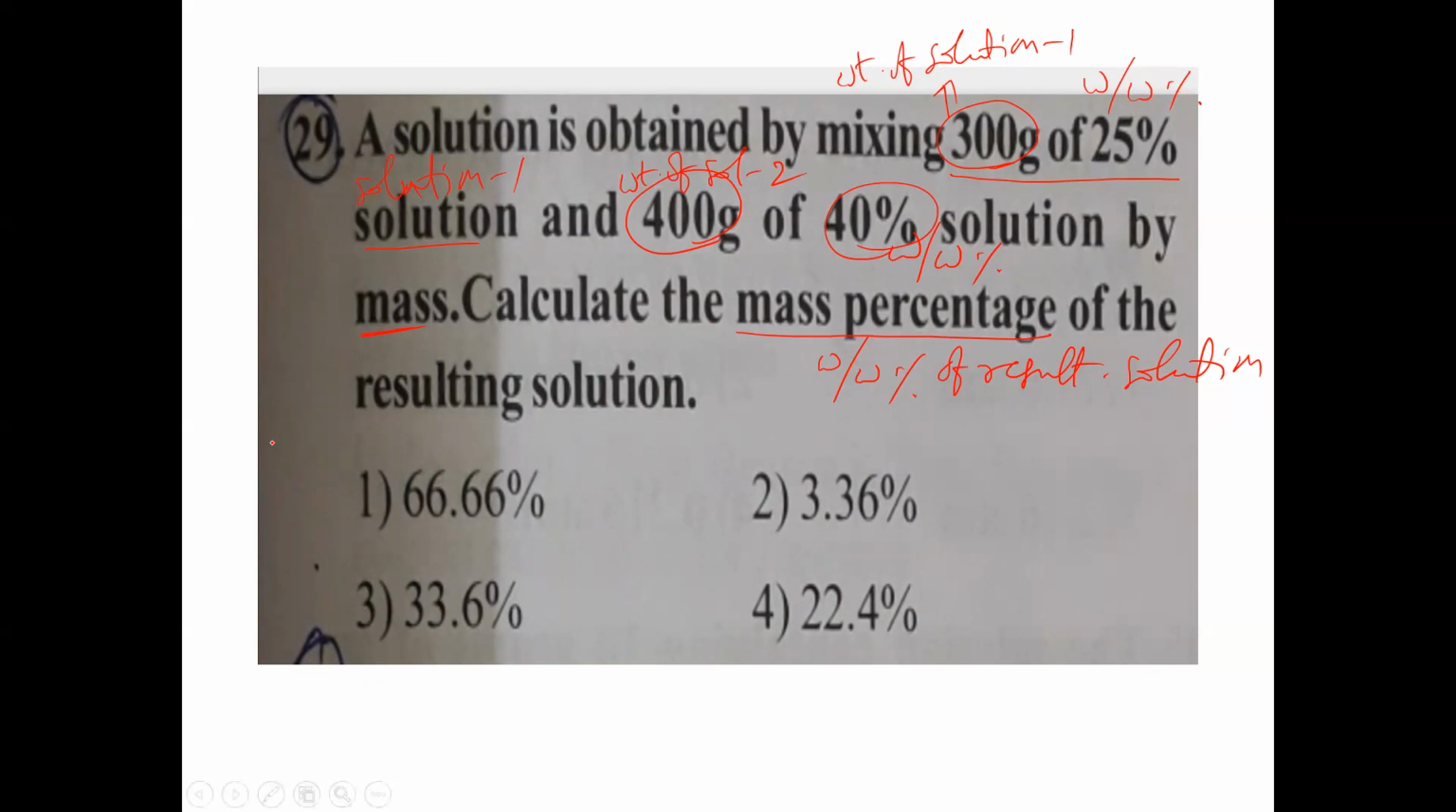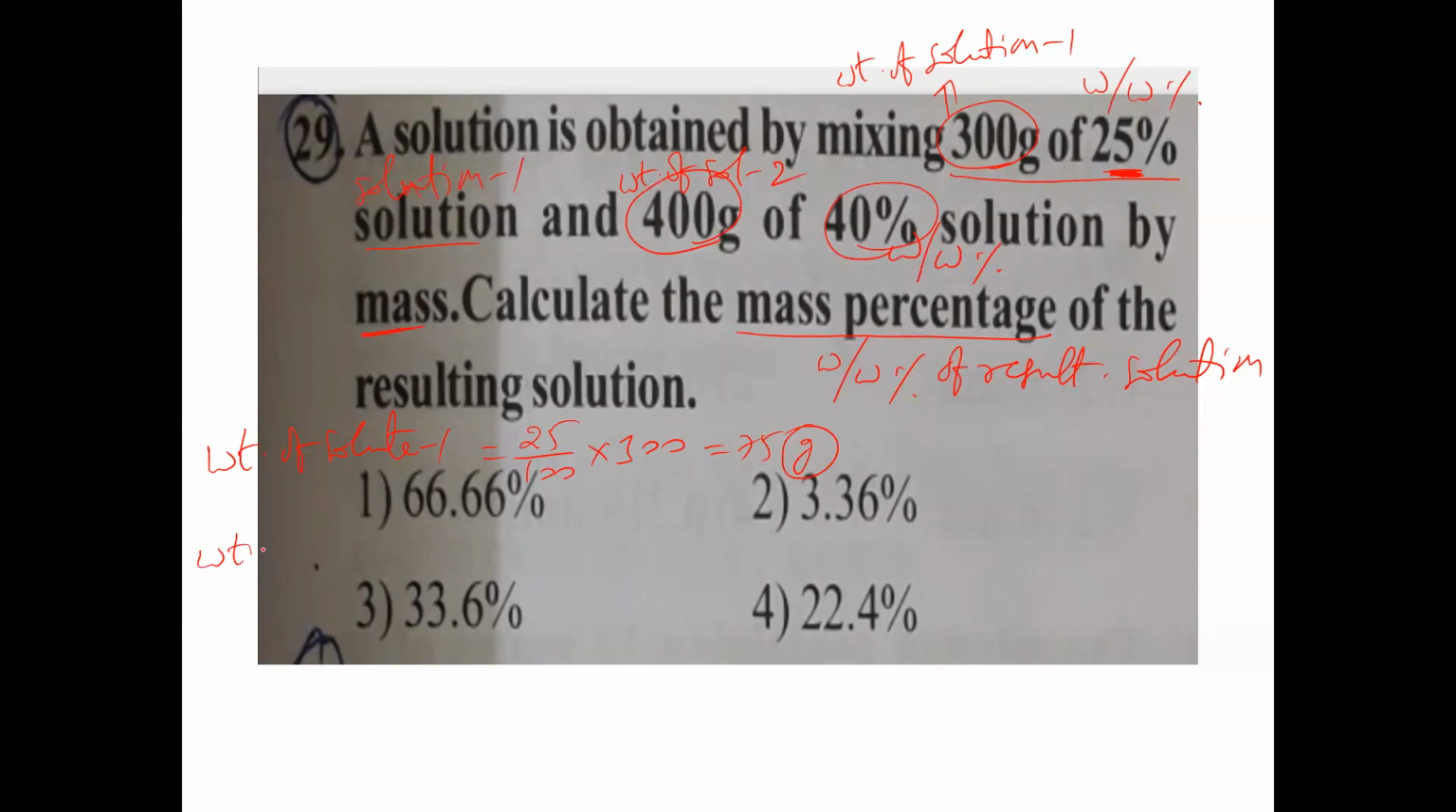What will be the weight of the first solute? Weight of solute 1 is equal to how much percentage here? 25% of 300. 3 into 25, how much? 75 grams. 75 grams of first solute.